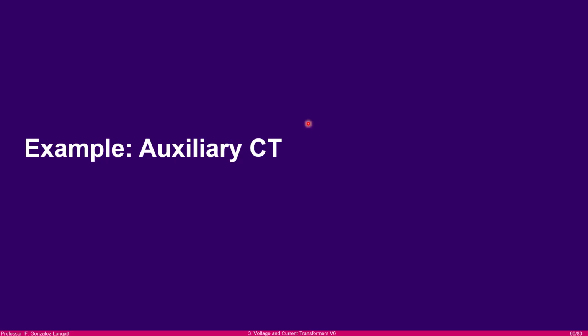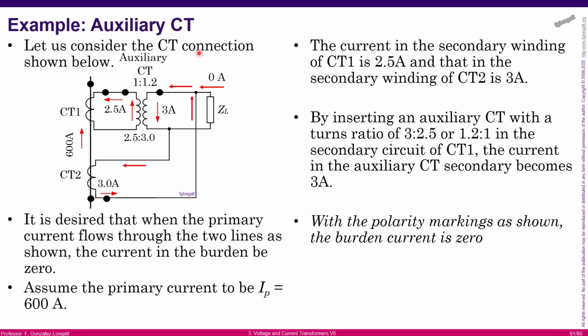Here there is a very simple example about auxiliary current transformer. Here we have two CT, CT1 and CT2, and I believe you can see CT1 is 600 to 2.5, and CT2 is 600 to 3. In this case, the primary current is 600 amps. We are doing here a very basic trick. Again, we want the current moving across the burden to be zero, and one way to achieve that is to use Kirchhoff's current law in this node.